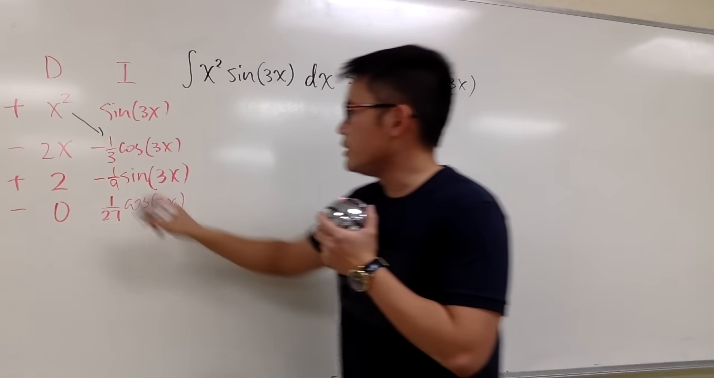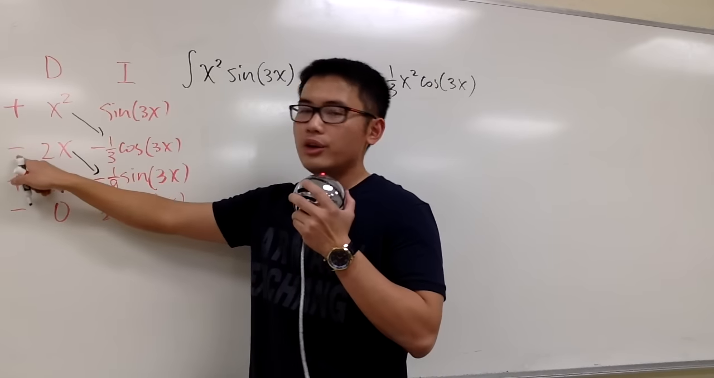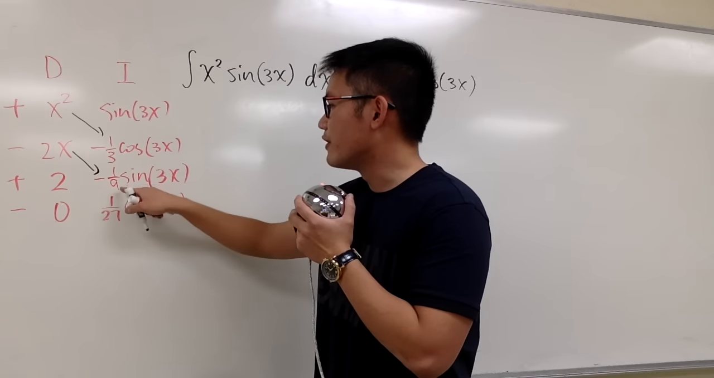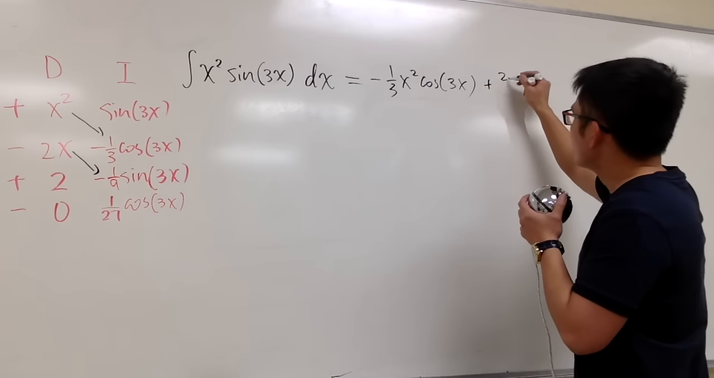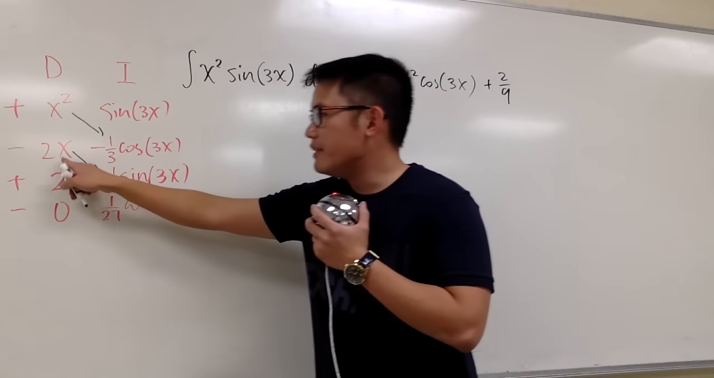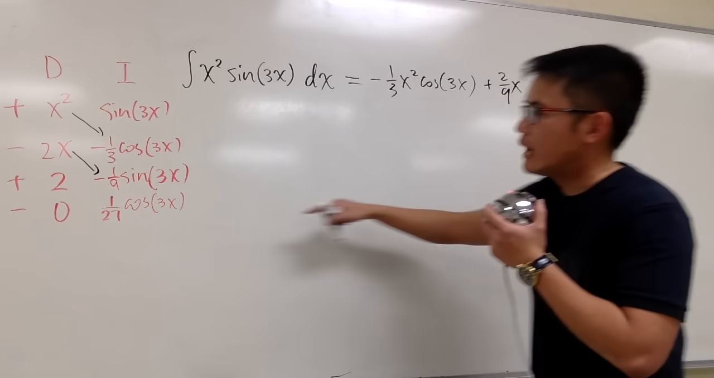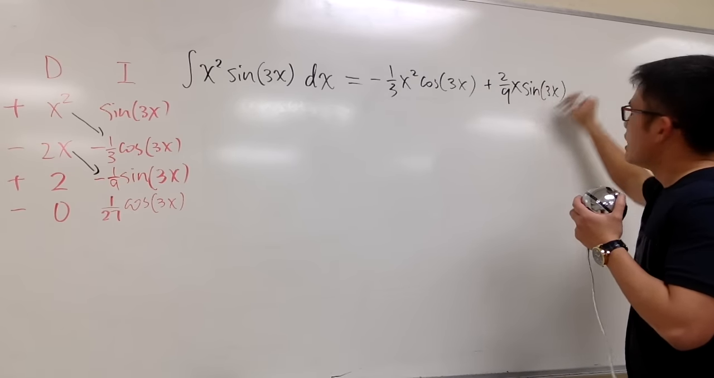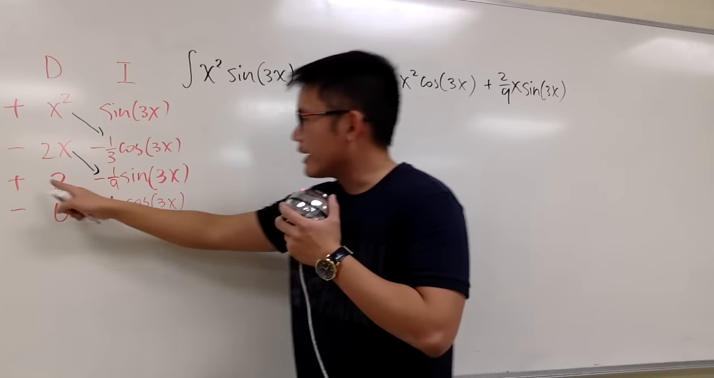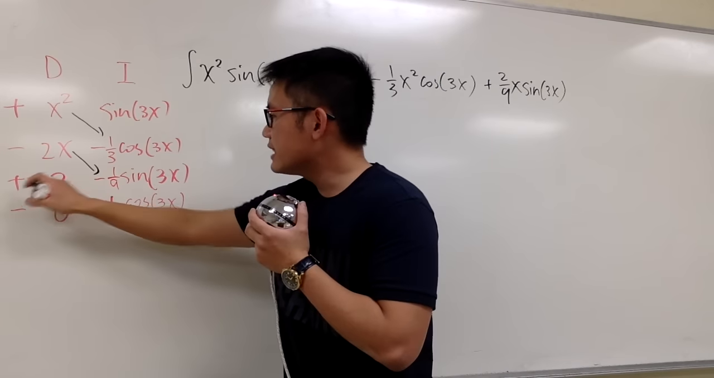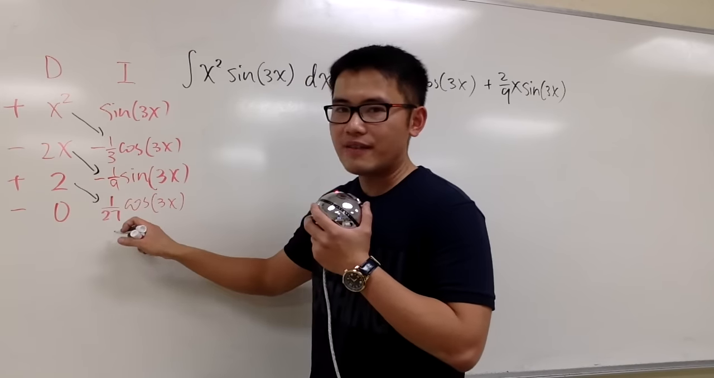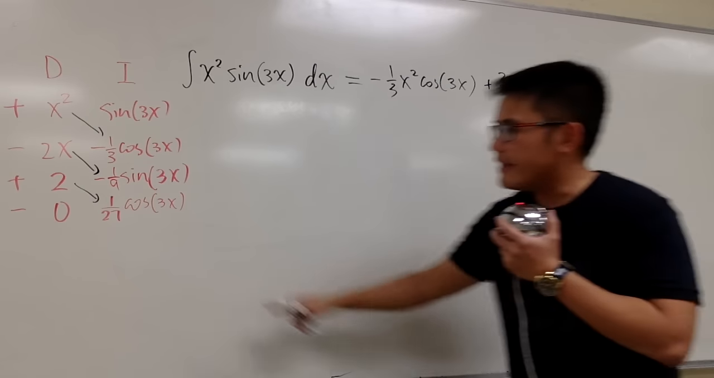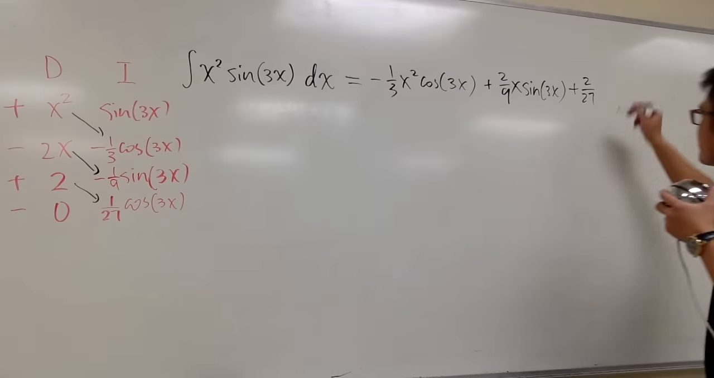And the second part is going to be this times that. Be sure you have this negative right here as well. You take negative 2x times negative 1 over 9. So you get positive 2 over 9, and then we have this x, and then we have the sine of 3x. At the end, we take this, multiply with that, positive 2 times 1 over 27. So we will have plus 2 over 27 and then cosine of 3x.